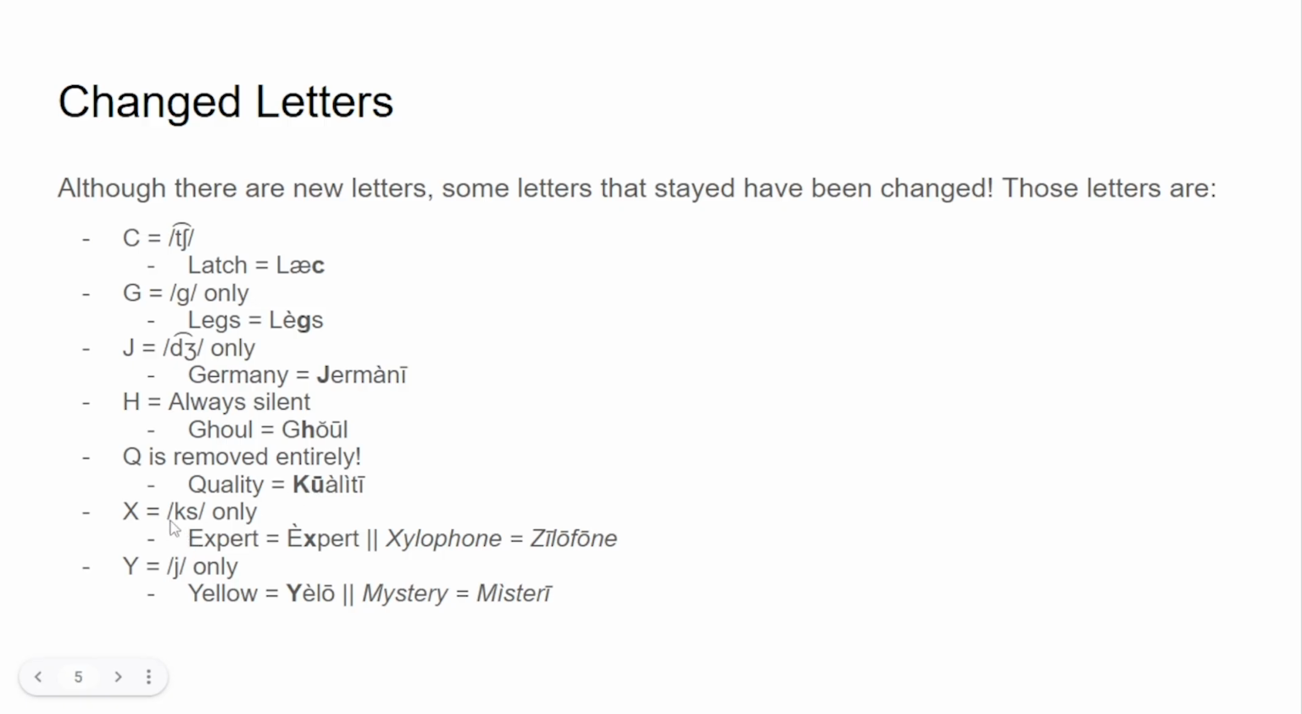This is X. It only makes the KS sound, so expert. The X is here, but in xylophone, it's gone because the X is in the front, but it makes the Z sound, so you can just replace the X with a Z, so xylophone. And finally, we got the Y, which only makes the yup sound, so it's only the consonant version. So here's yellow as the consonant Y, and then mystery, there's the Y, but it's used as vowels. So mystery. Basically the Y is just a disguised I when you think about it.